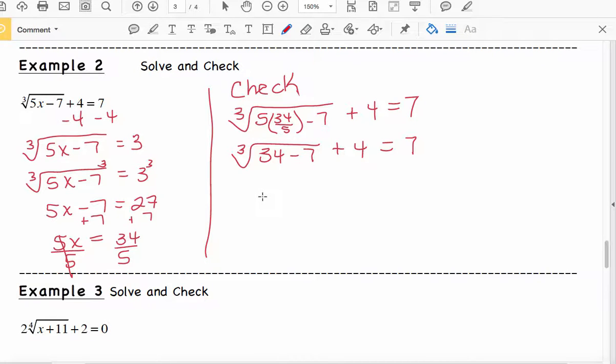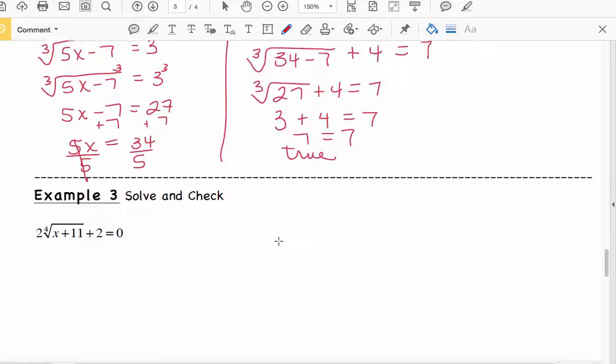And then we have the cubed root of 27 plus 4 is equal to 7. And the cubed root of 27 is 3. And then that makes a true equation, 7 equals 7, and that's true. So that's a solution, and it works.